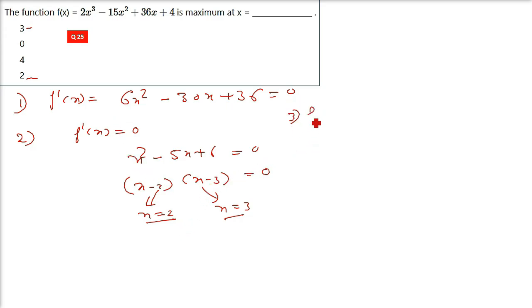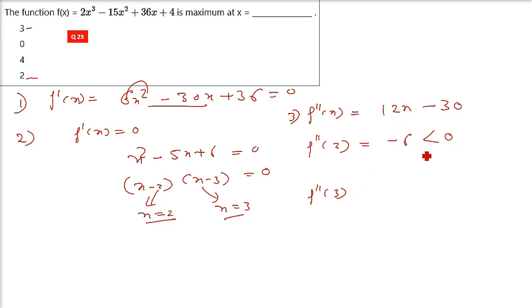So we'll check it. We will double differentiate this 6x square minus 30x plus 36. Please remember, x square minus 5x plus 6 is the simplified version when we equated it to 0. But eventually we have to deal with 6x square minus 30x plus 36, which is the single derivative. Double derivative is 12x minus 30, and we will put the values 2 and 3 here. When we put 2, we are going to get negative 6, and negative means maximum. We are going to get the maximum value. Question is also saying maximum value. We are also getting the maximum value.